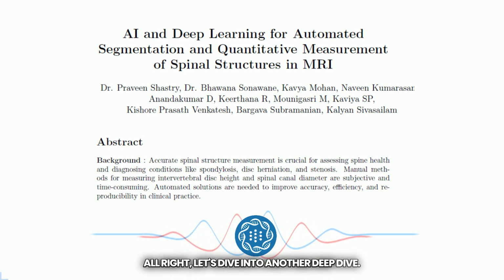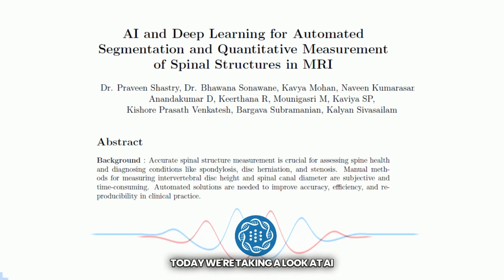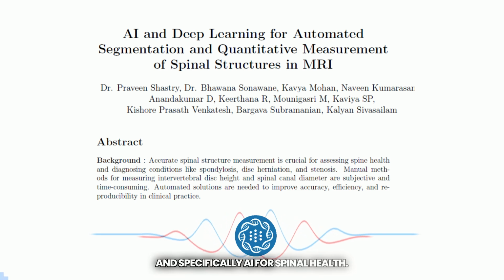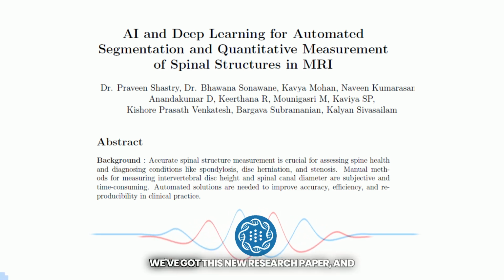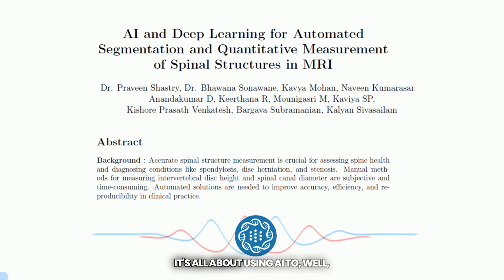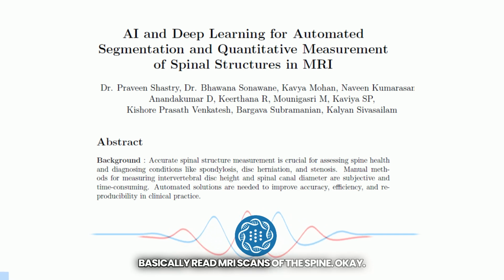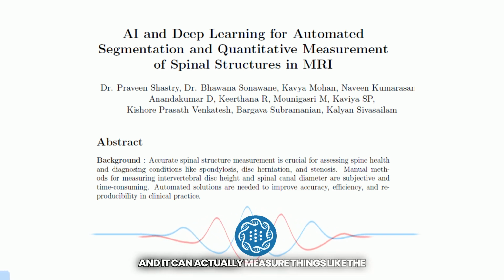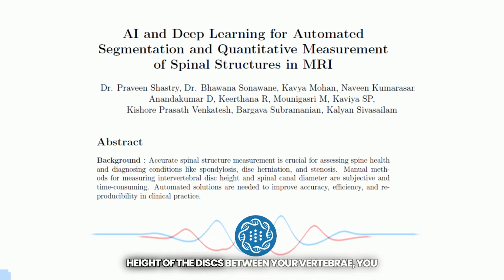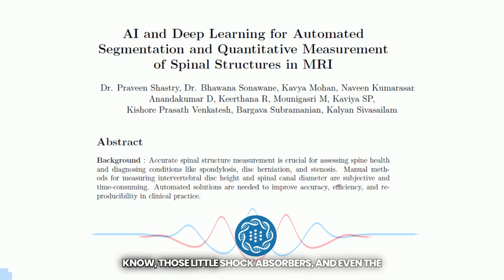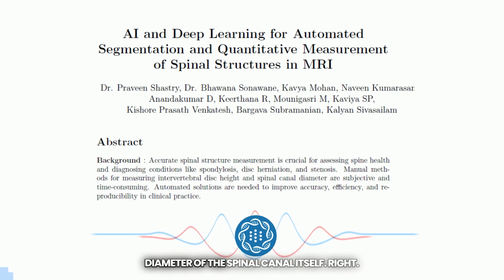Let's dive into another deep dive. Today, we're taking a look at AI, and specifically AI for spinal health. Sounds interesting. Yeah, we've got this new research paper, and it's all about using AI to basically read MRI scans of the spine. Okay. And it can actually measure things like the height of the discs between your vertebrae, those little shock absorbers, and even the diameter of the spinal canal itself.